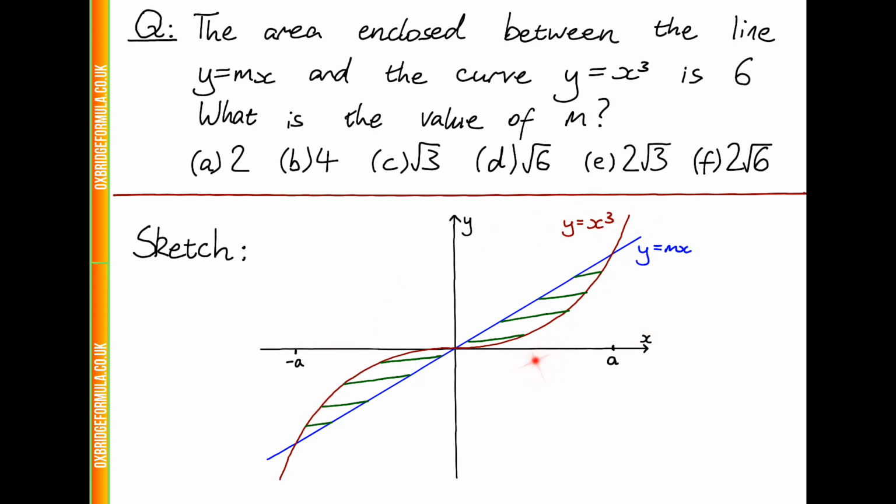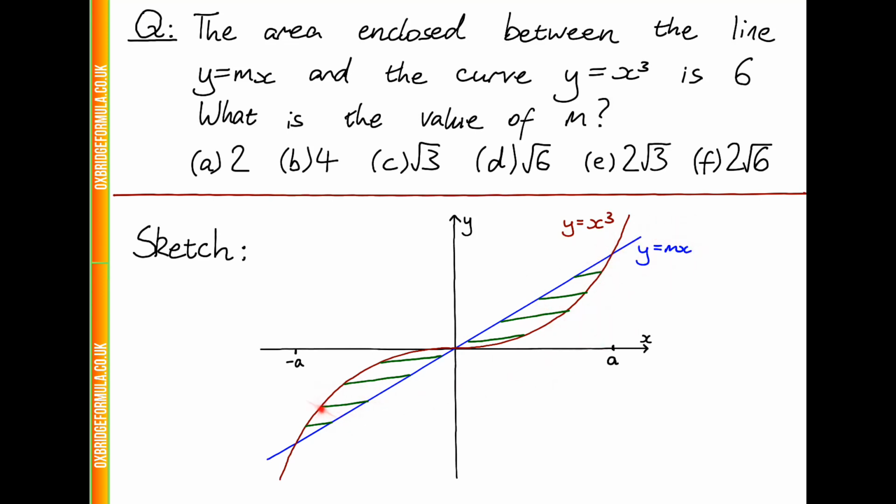In case you're wondering why we've decided in this sketch to draw y equals mx with a positive value of m, and thus the positive gradient, it is because otherwise there is no area enclosed between the curve y equals x cubed and the line y equals mx. So we know that m must be positive by the fact that there is some area enclosed.